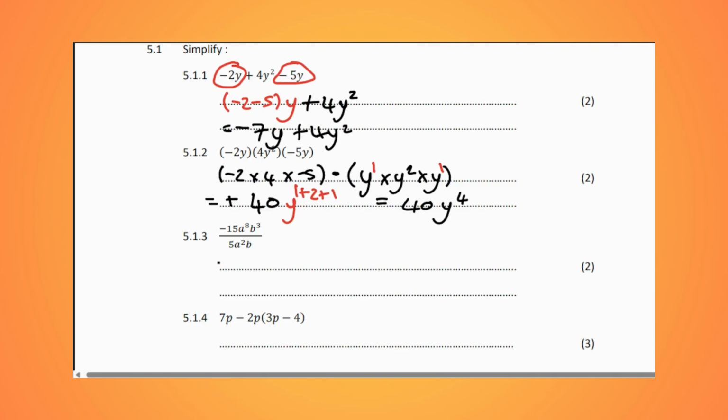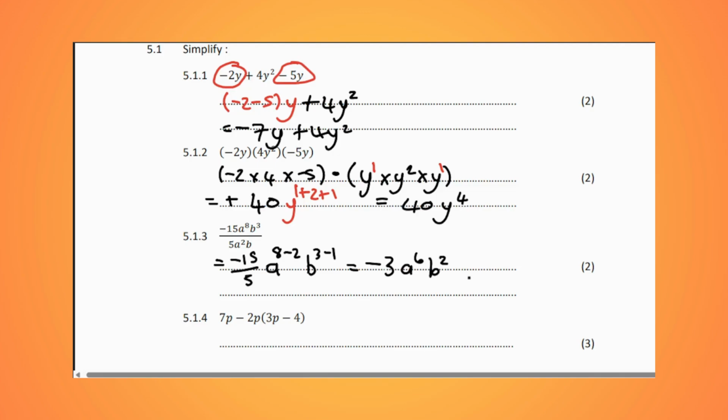And then when we divide the same types of things together. So -15 we divide by 5. We deal with our a's by saying 8 minus 2, and our b's by saying 3 minus 1. So a negative divided by positive is negative. 5 goes into 15 3 times, and we have a to the power 8 minus 2 is 6, and b to the power 2.